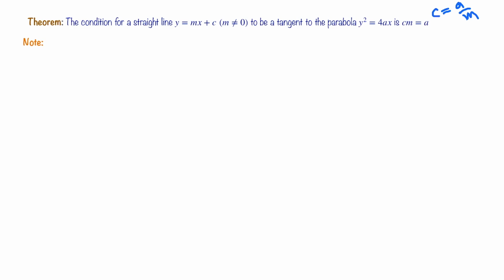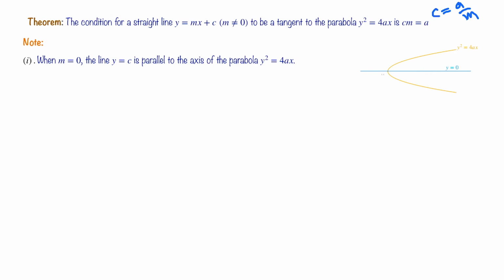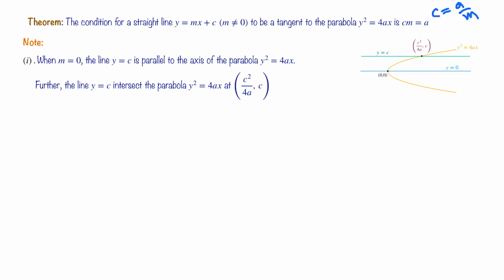Note, when m equal to 0, the line will be y equal to c, the line parallel to the axis of the parabola, because y equal to c is parallel to the x-axis, and the axis of the parabola y square equal to 4ax is the x-axis. So y equal to c is a line parallel to the axis of the parabola, which is going to cut the parabola at one point like this. The point of intersection is going to be c square by 4a comma c.